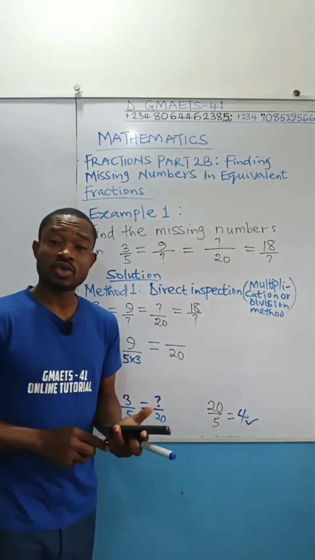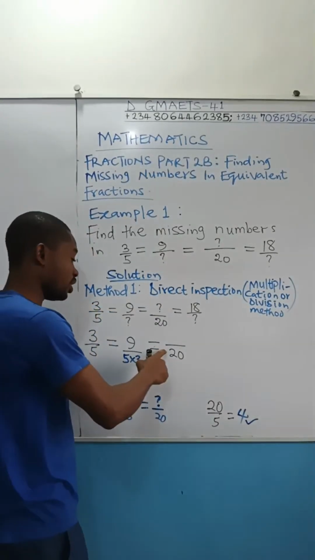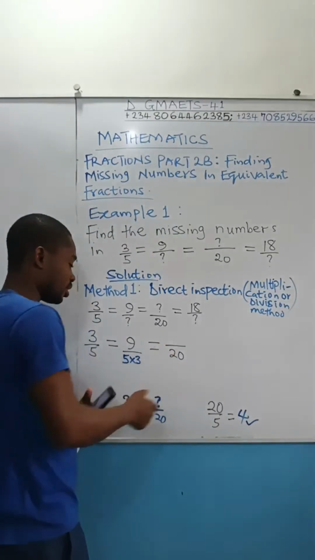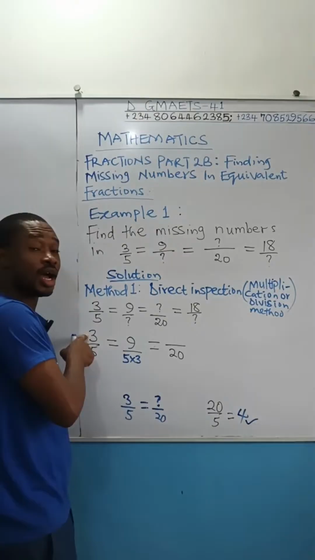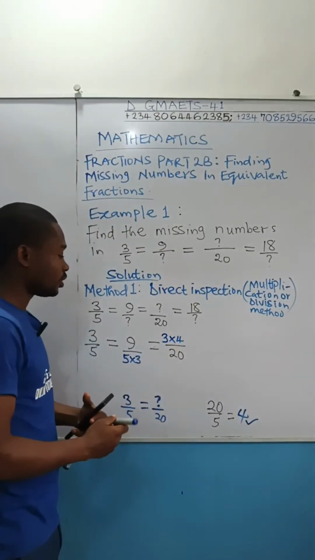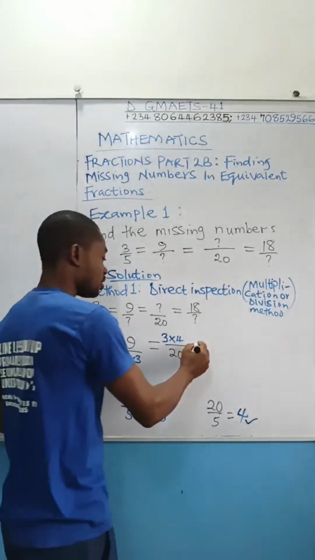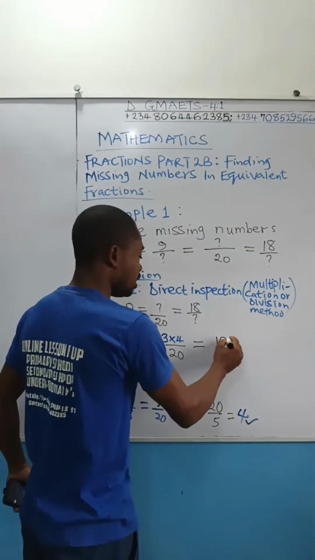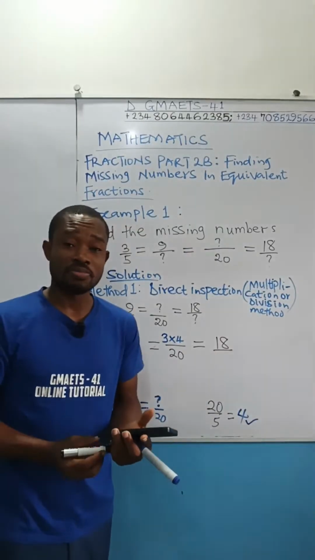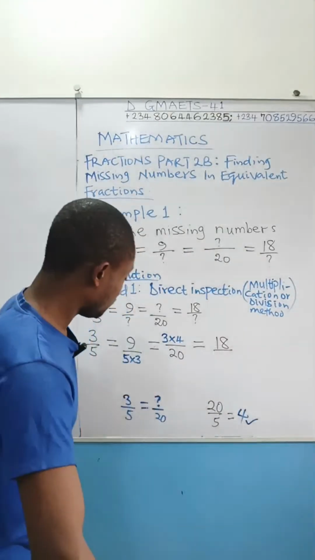That is it, dear friends. So what will I do? I'll simply come to this. To obtain this missing number, I am meant to do 3 times 4. So I'll write 3 times 4. This takes us to the last missing number, which is 18 over question mark. So we are going to find out what is missing down there.